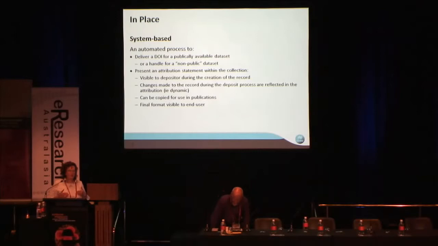All right, so you've heard from a couple of speakers now about the data site and about the DOIs. You've heard about an implementation in the Australian Antarctic Division. In CSIRO, I'm going to talk really specifically about DOIs and about what we're trying to encourage by the use of DOIs and how we're actually doing that. So we have some system-based implementation. We've got an automated process to deliver a DOI for a publicly available data set or a handle for a non-public data set, still a persistent identifier.